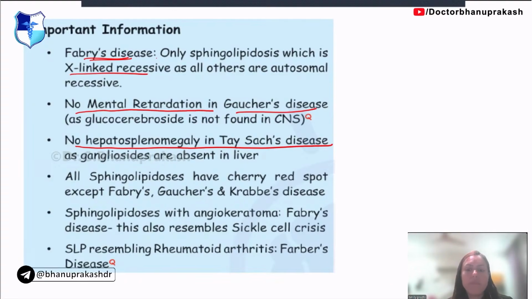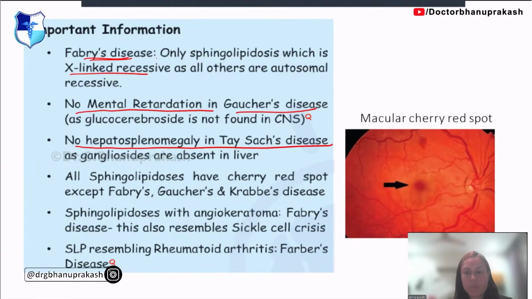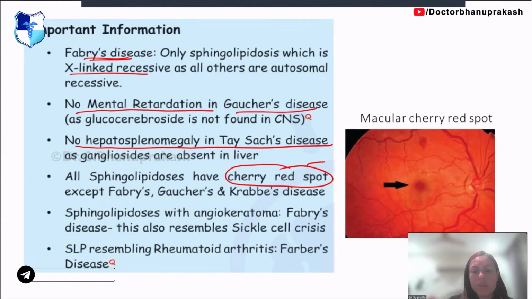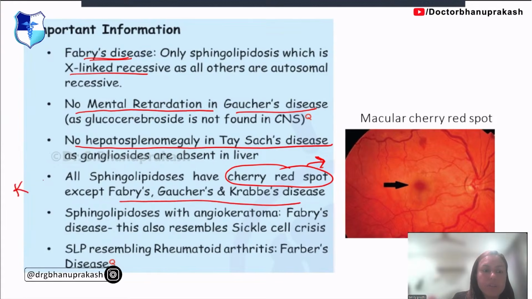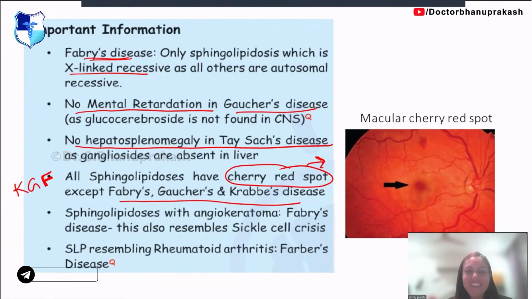Right? Then cherry red spot. This cherry red spot is present in all sphingolipidosis except, the mnemonic is KGF. K is Krabbe's, G is Gaucher's, and F is Fabry's. Do remember it is Fabry with a Y, not Farber. Okay, so all sphingolipidosis have cherry red spot except KGF.